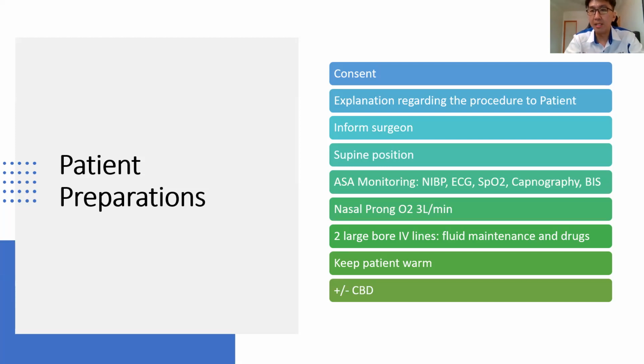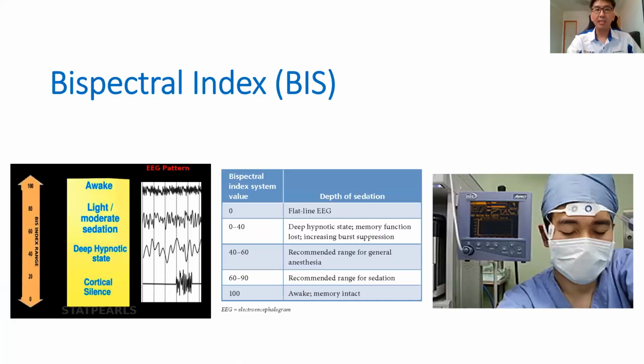One is for fluid maintenance, another one is for your drug administration, and of course, the patient has to be kept warm. All right. This is our bispectral index. If you don't know, we always maintain it around 60 to 80 for just sedation purposes, because it's not an anesthesia, it's just a monitored anesthesia. That's why you can put a BIS on it.